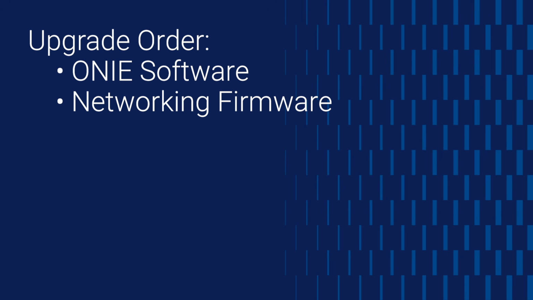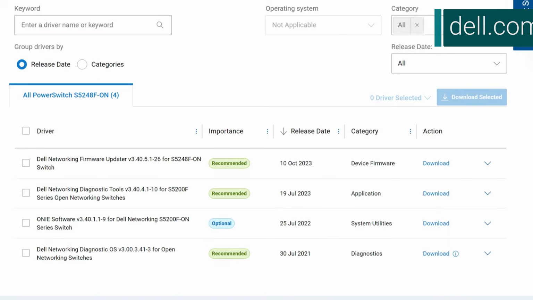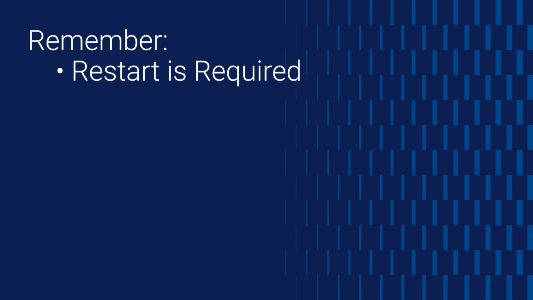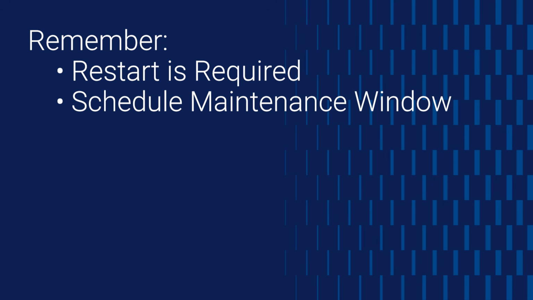Before upgrading SONiC, first upgrade the ONIE software, then the networking firmware. These are available on dell.com/support. The switch will have to be restarted as part of the process. We recommend scheduling a maintenance window to do this.